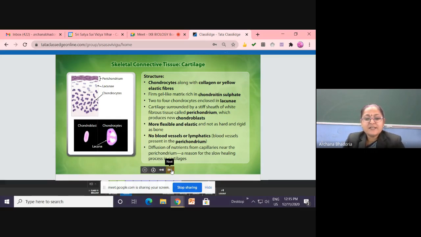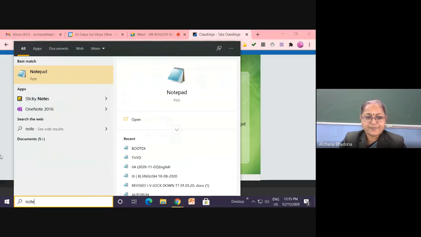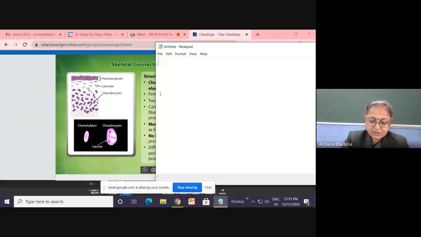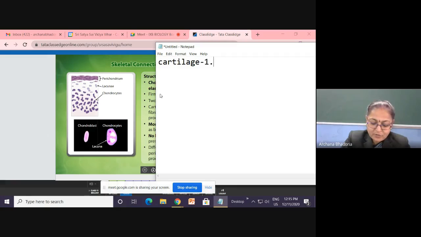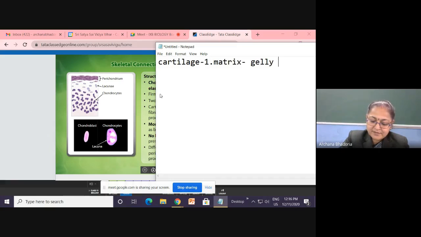So the matrix is jelly-like. Matrix is jelly-like. I should note down, isn't it? So we are talking about which connective tissue, children? Cartilage. The first component will be what? Matrix. What type of the matrix it is having? Jelly-like.